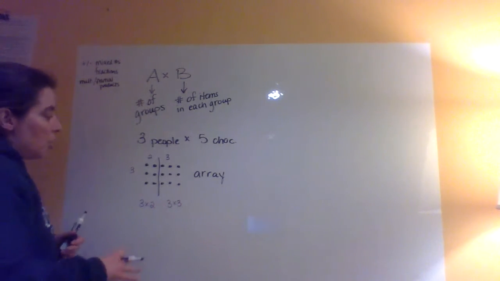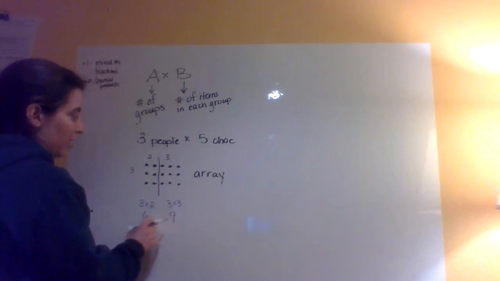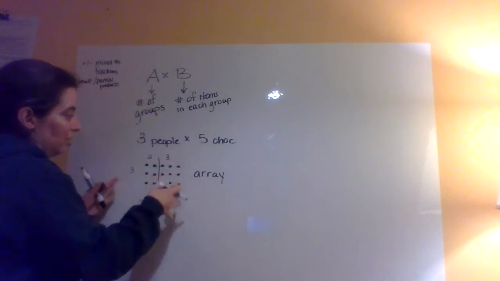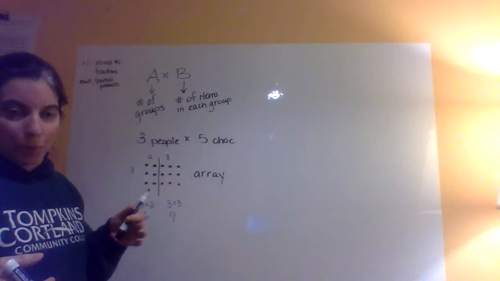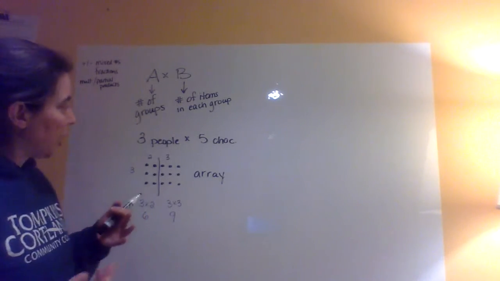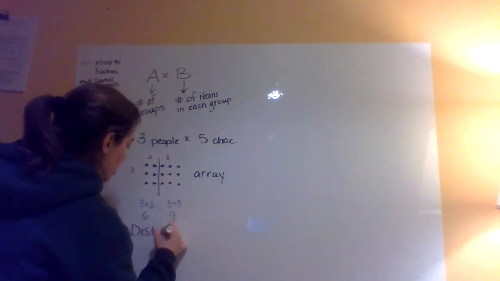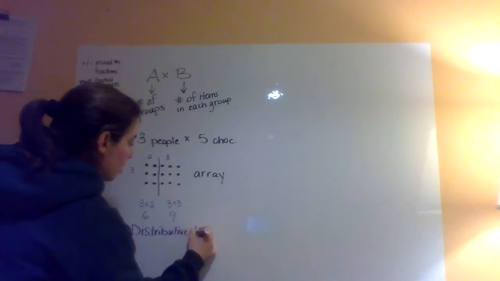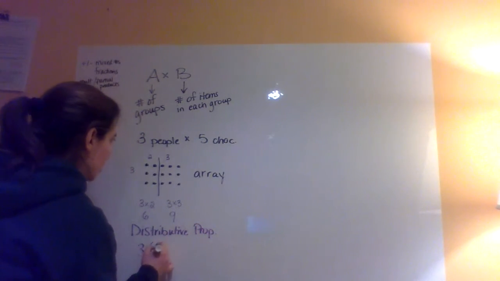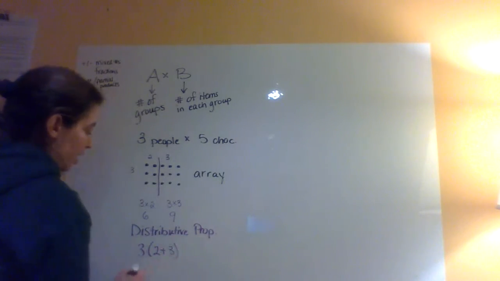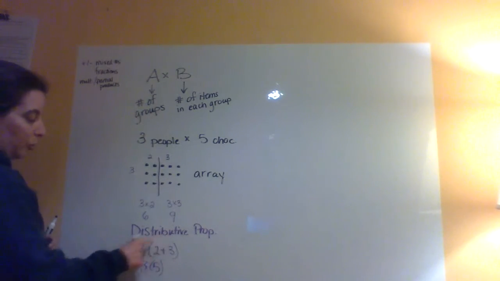Well, 3 groups of 2 is going to be 6. 3 groups of 3 is going to be 9. Altogether, that's still going to be 15. And you can see visually that I didn't take anything away. I just split it into 2 groups instead of one big group. So if you think about what's really happening here, this is the distributive property. You might be more used to seeing it written out something like 3 times 2 plus 3, instead of 3 times 5.